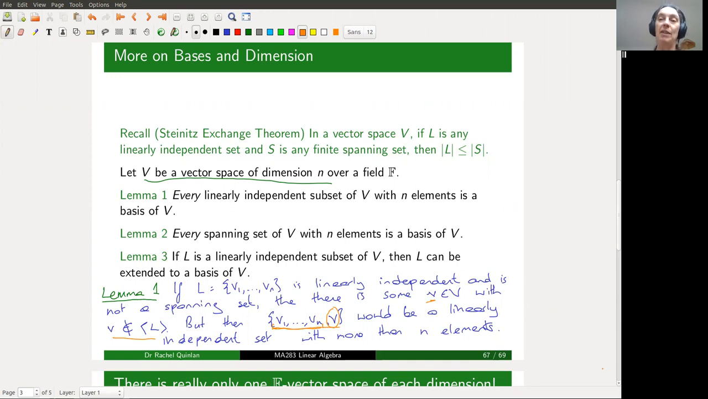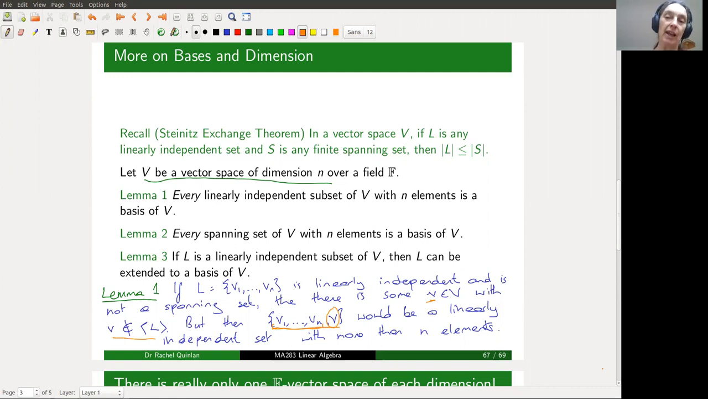Okay. Lemma 2 says something very similar, a complementary version of the same statement in a way, not exactly the converse, but an analogous statement about spanning sets. So lemma 2 says that if we're in a vector space with dimension n and we have a spanning set that has exactly n elements, then that spanning set must be a basis of V.